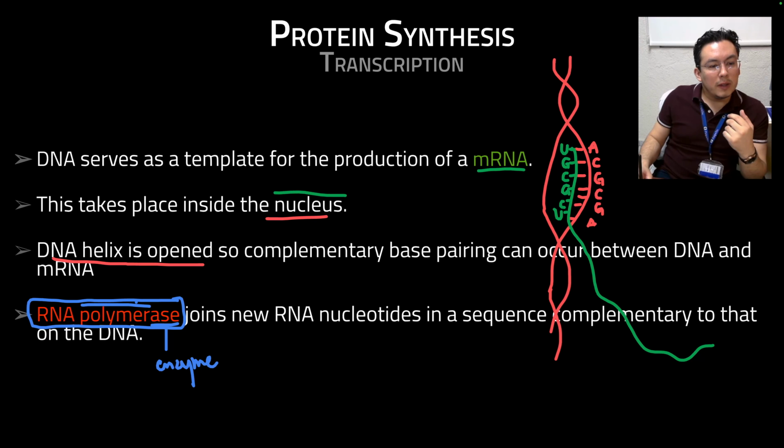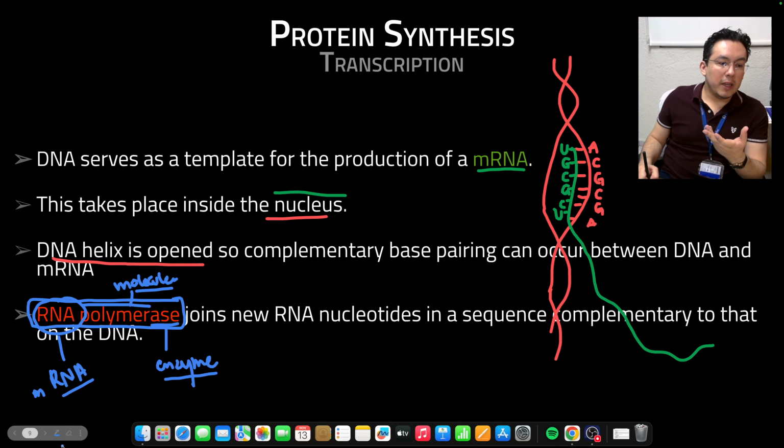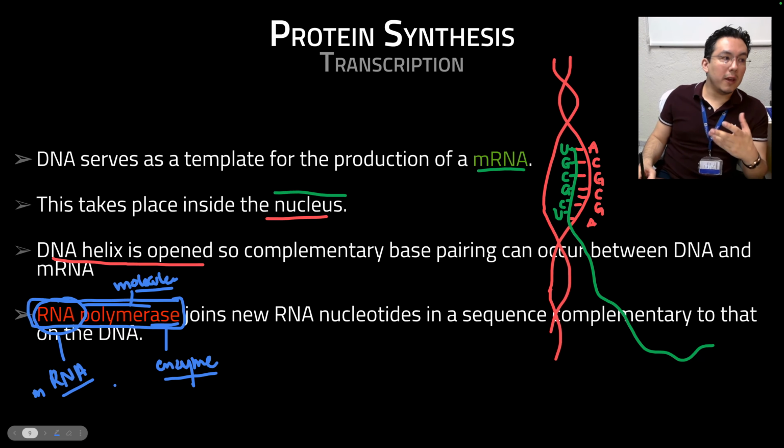Polymer is a large molecule. And the first part is telling you which molecule in particular, right? So RNA polymerase literally means an enzyme that will make a molecule that is called RNA. And in this particular case it is mRNA, right? Because that's the whole thing that we're trying to do here at this stage in transcription.